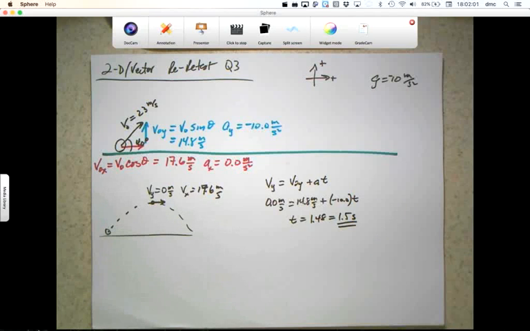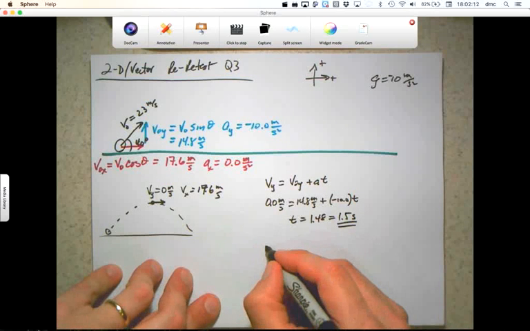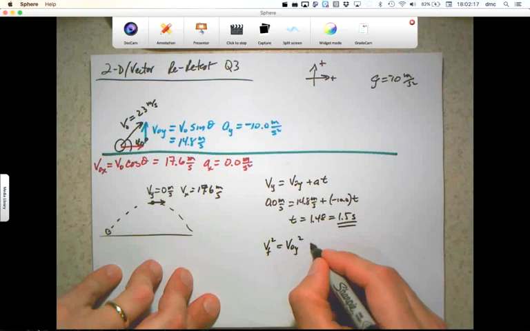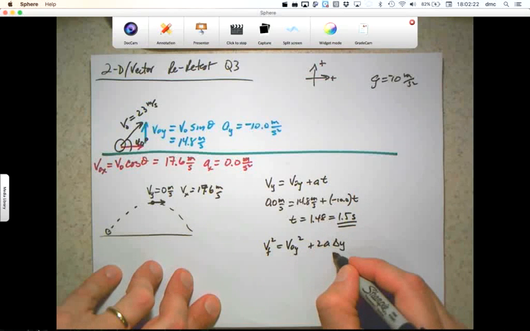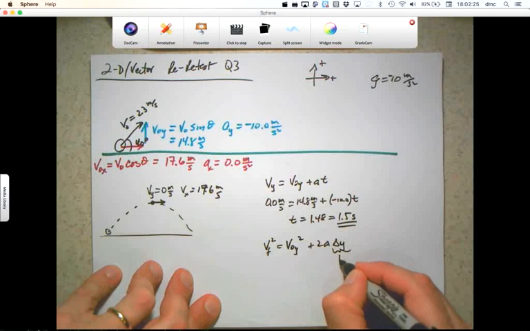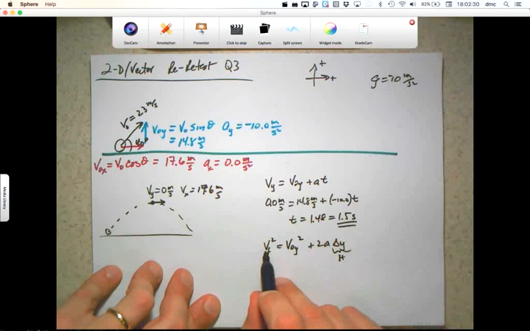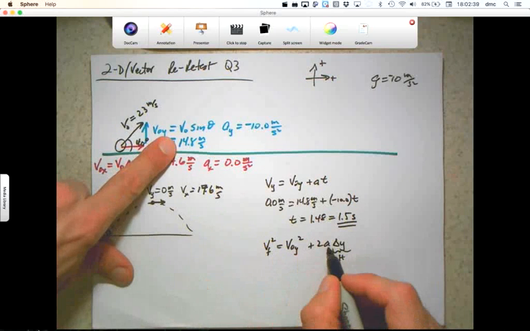Okay. Next, what's the ball's maximum height? Well, I've got a couple of ways I could do this. One is using our equation that says v final squared equals v initial in the y direction squared plus 2 times the acceleration times the displacement, which is our height, maximum height. And we have already established that at the top vertically, this is all vertical by the way, v final is 0. This is the initial 14.8 meters per second, and a is negative 10.